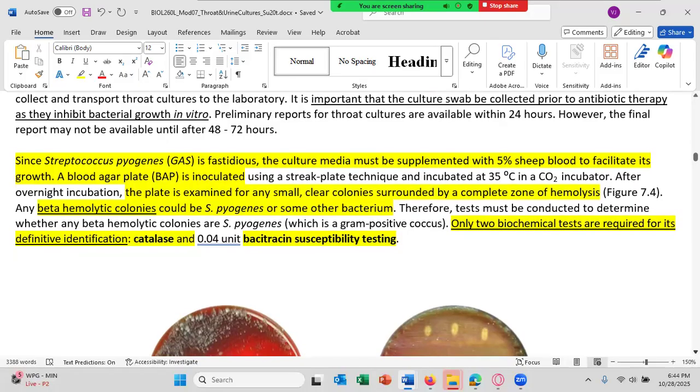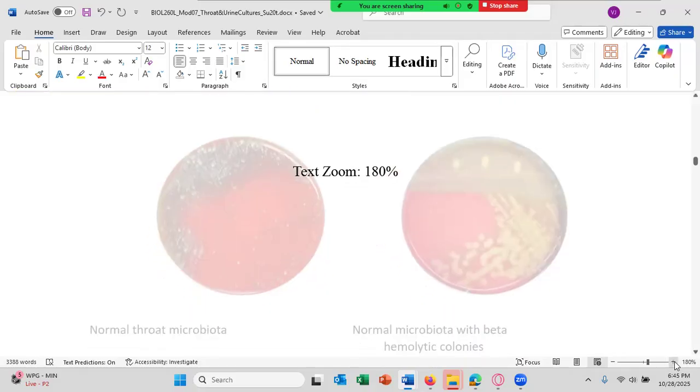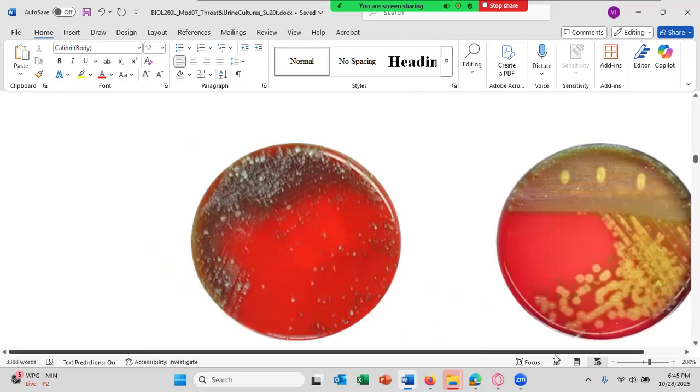Now, in the old days, all they did was they simply cultured the throat on blood agar and then looked to see if there was a small white colony with a zone of hemolysis around it. So right there, you can see a very small white colony with a very large, clear region of hemolysis. There's another small white colony with a very large region of beta hemolysis around it. In the old days, that's how they tested for Streptococcus pyogenes.